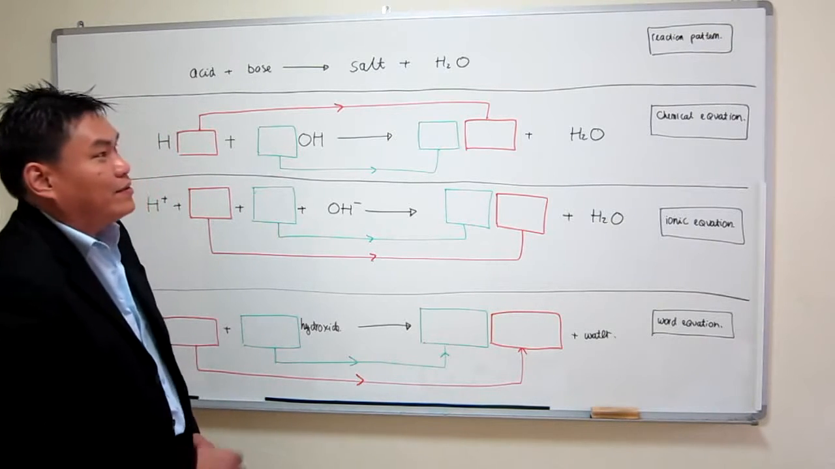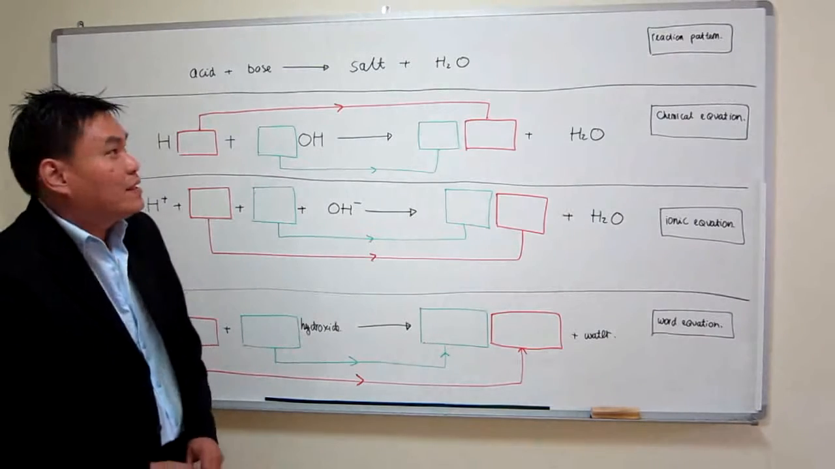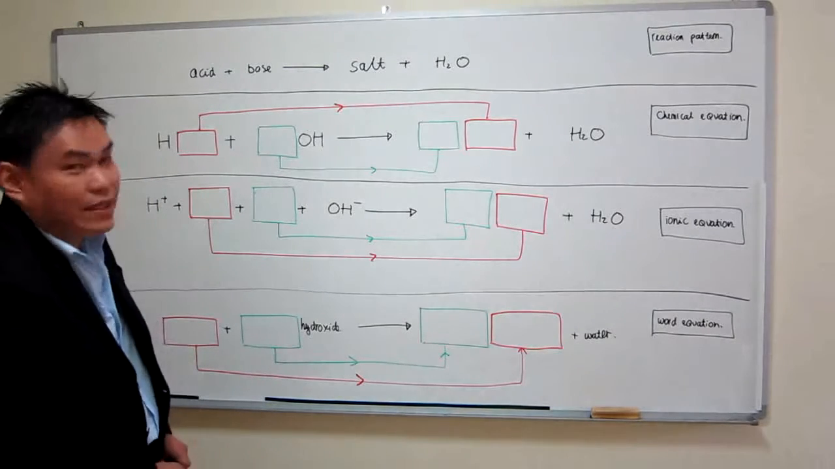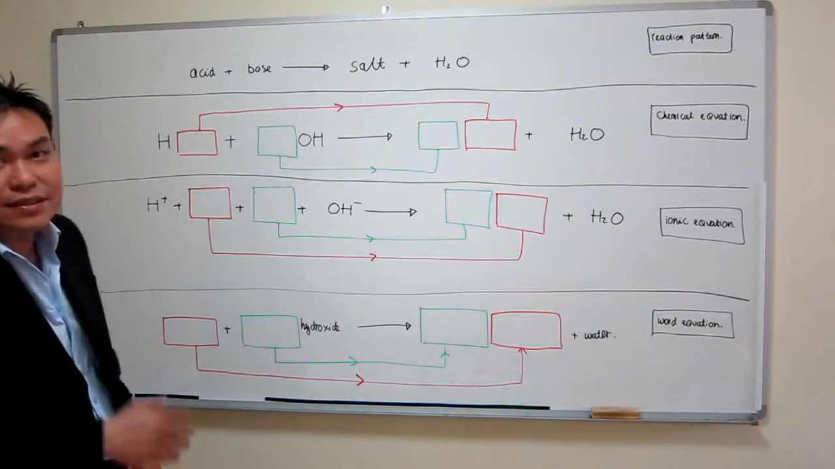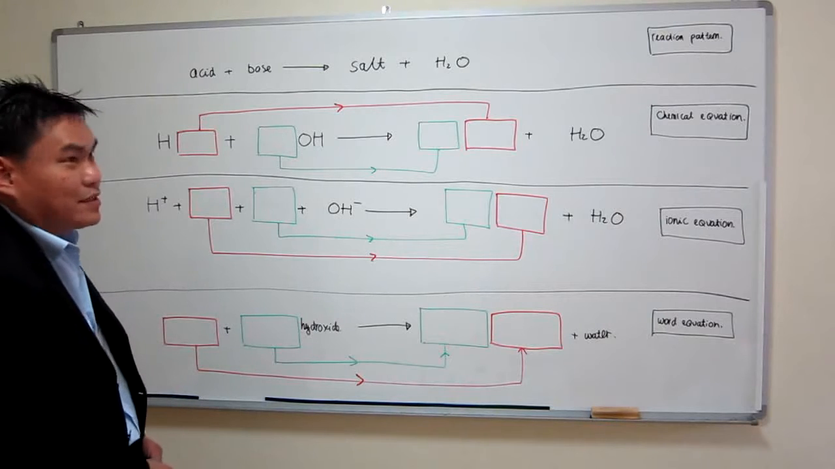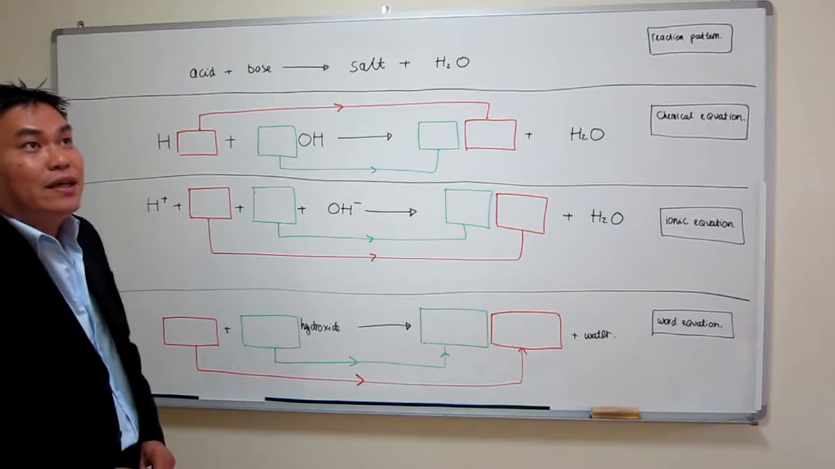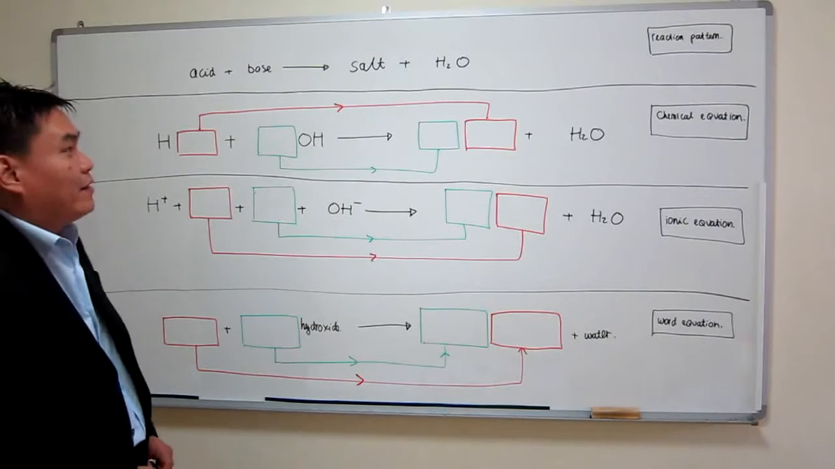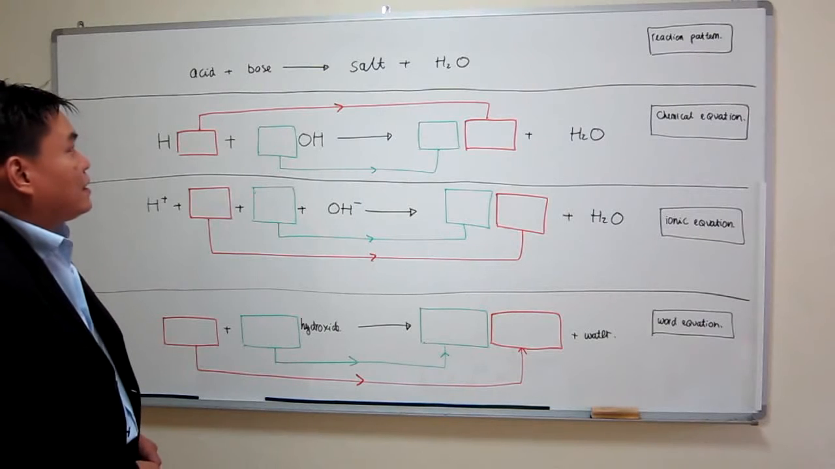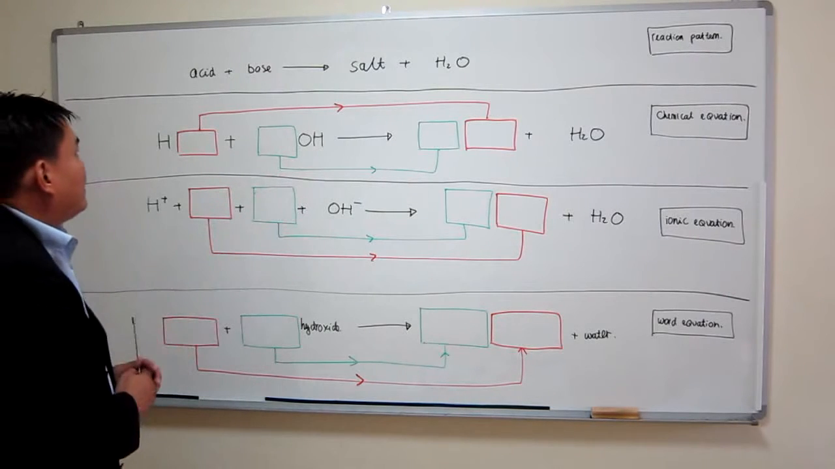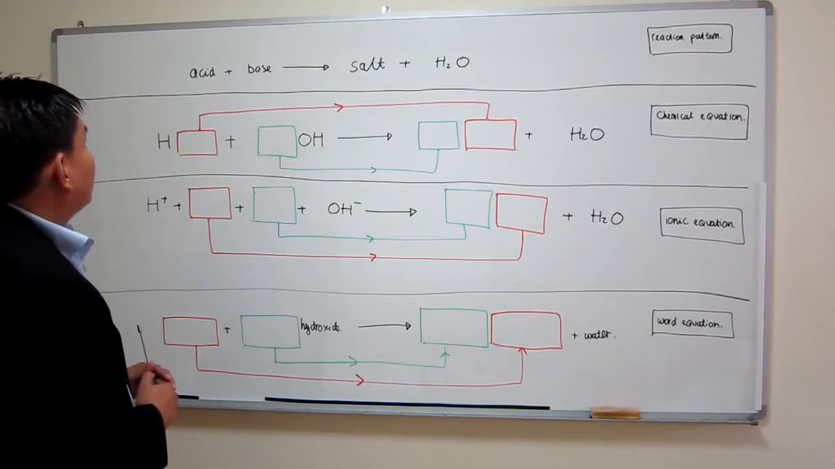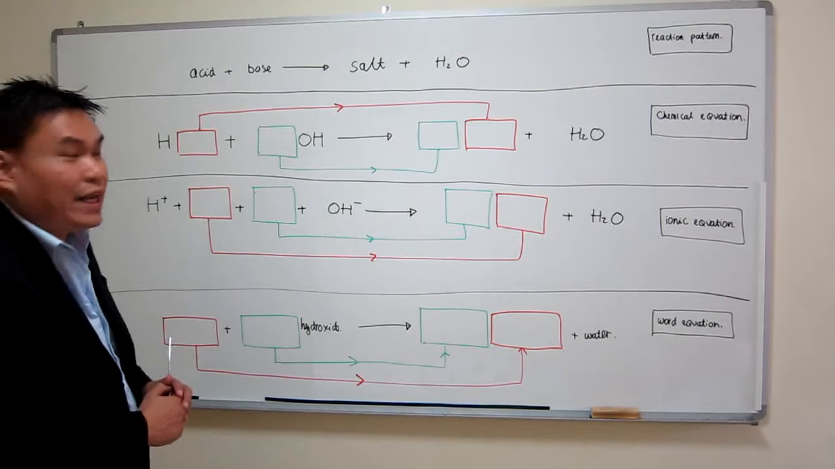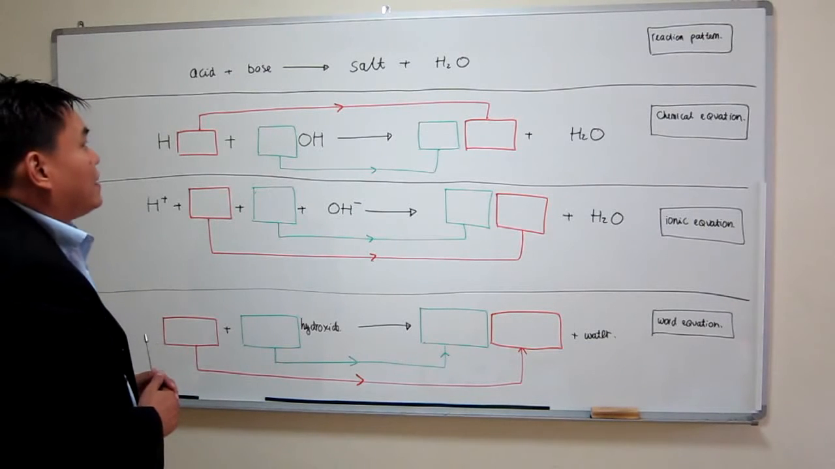Today I'm going to explain to you some chemical concept in O-level. This lesson is suitable for secondary 3 or secondary 4 student taking O-level. The topic today is about chemical reaction between acid and base.